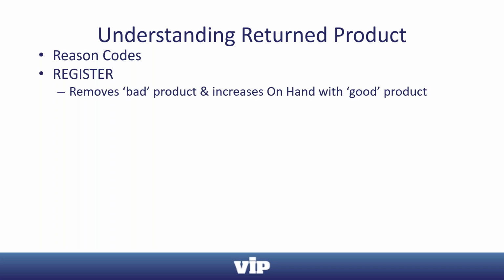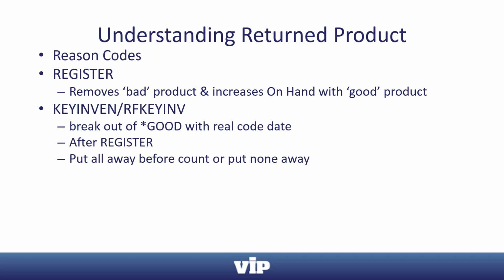Understand that when register runs, that's when the good product is now going to be on hand and the bad product is going to be removed from the system, again, based on your setup. The procedures key and ven or RF key and ven are important. If you have bad product coming back as good, you want to make sure that you're removing that product from the system if it really is breakage and you're taking care of it the next morning. You want to make sure you're doing this after register.